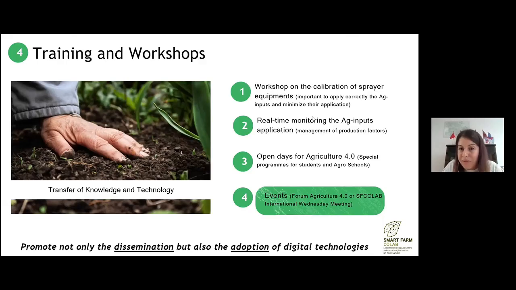And so we are developing different workshops, not only, for example, on the calibration of the spraying equipment, and again here to correct the management, let's say, of the production factors, but also to know and to minimize the application of these agricultural inputs, but also bring these technologies to the schools. And so for different students, the smaller ones, the bigger ones, and also the farmers, and developing different events to promote the dissemination and the public awareness about these digital technologies.